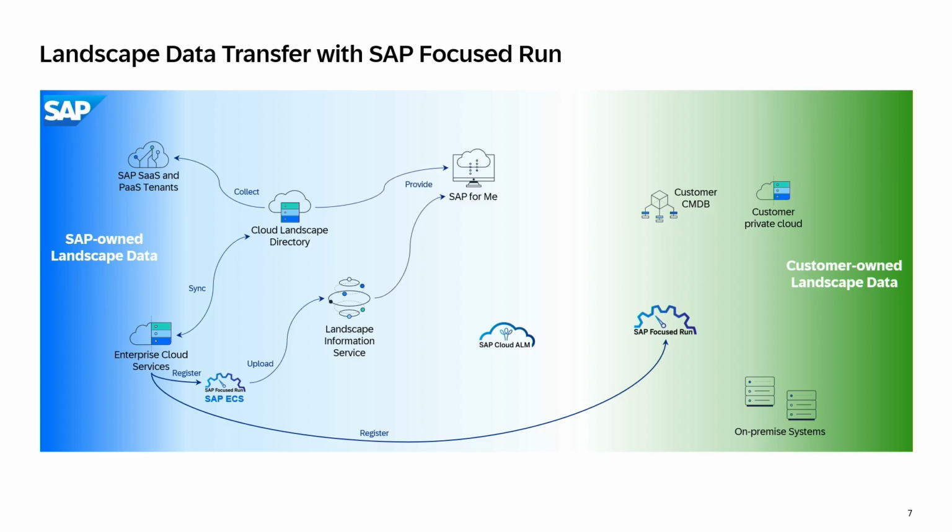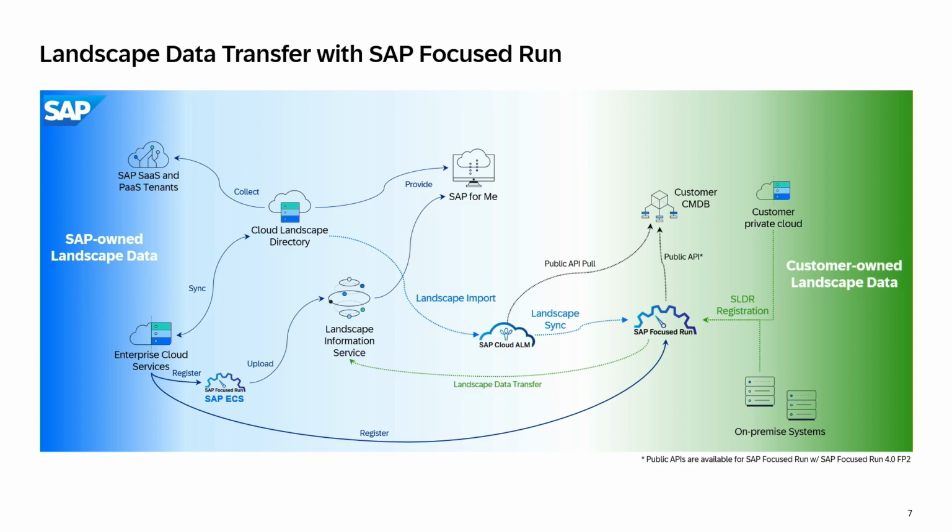Again, we provide this information to SAP for Me. And then we have the landscape import into Cloud ALM, and we synchronize this information of these cloud services also down into SAP Focused Run. So if you have SAP Focused Run, you still want to have Cloud ALM alongside it to automatically get your cloud services, and also we have some use cases which are only available in Cloud ALM. And then here, in this case, we have the registration in the LMDB of SAP Focused Run, from where we then do the landscape data transfer. And again, you have public APIs here.